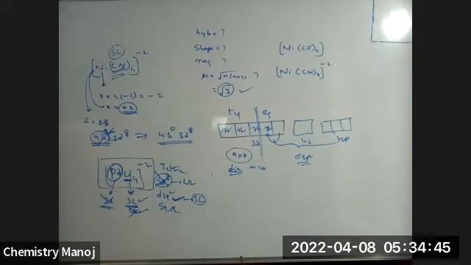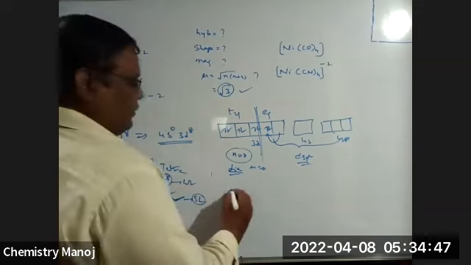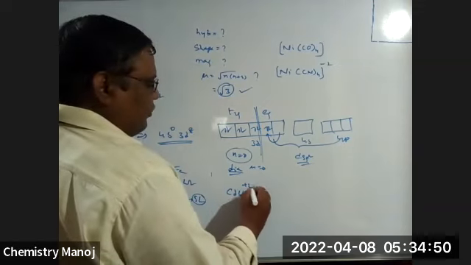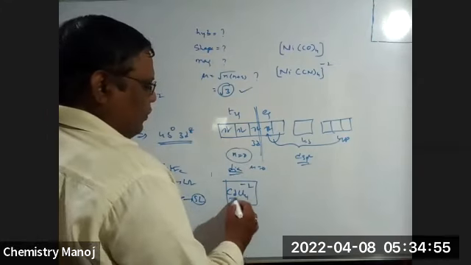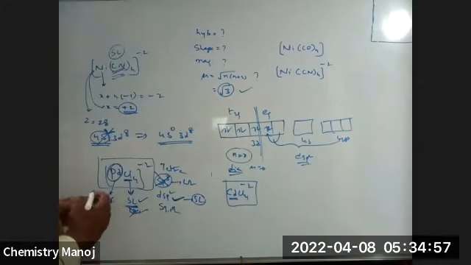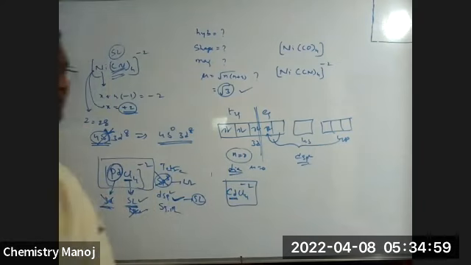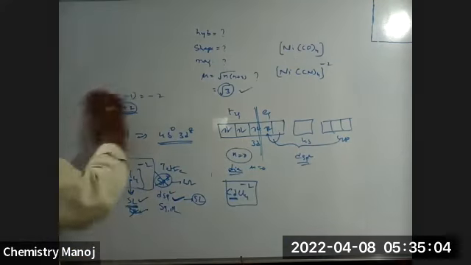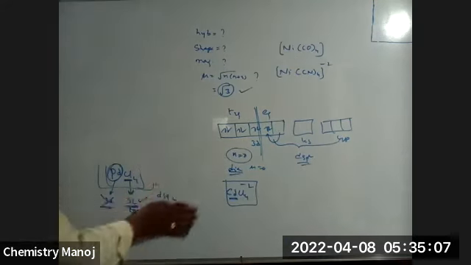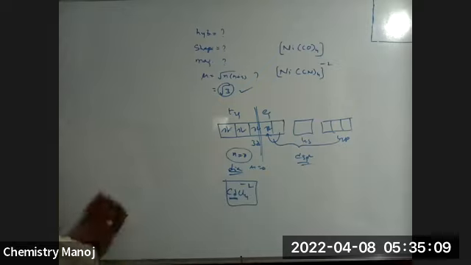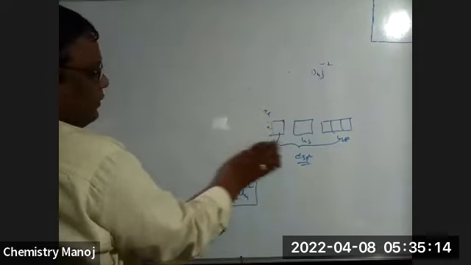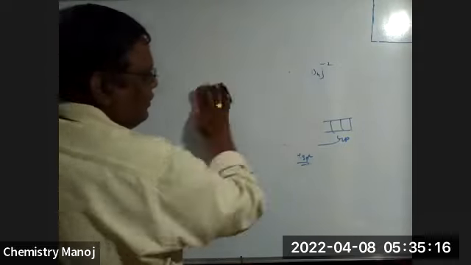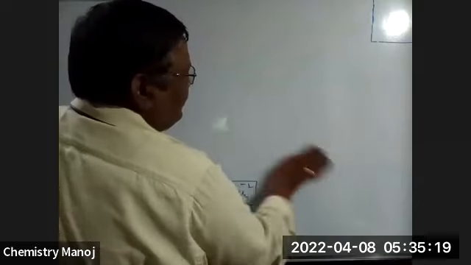Square planar. Next. Now my question is CdCl4 2 minus. What is the hybridization of this complex? Does chlorine act as a strong ligand or weak ligand there? SP3 also, sir, strong ligand but sp3. DSP2, sir. DsP2.